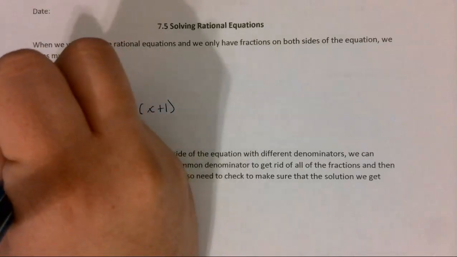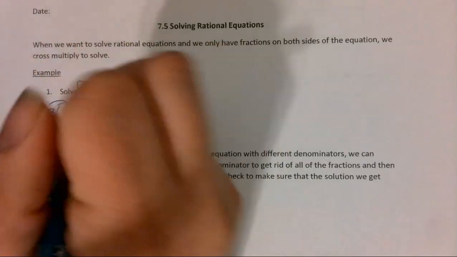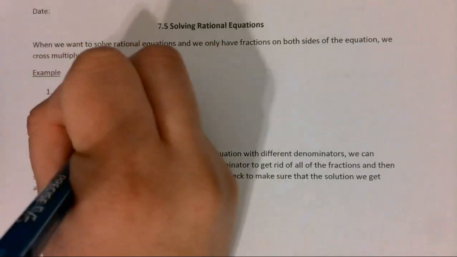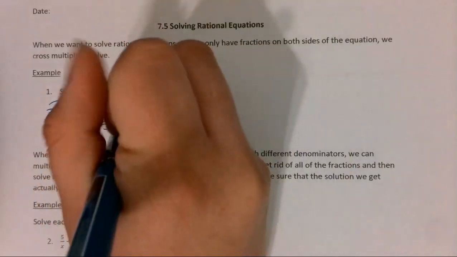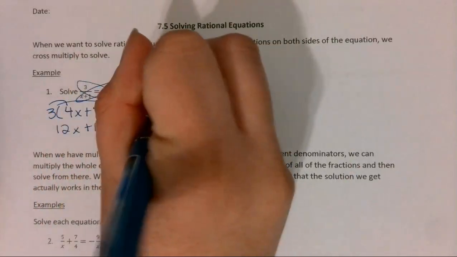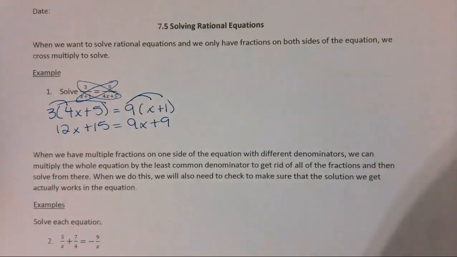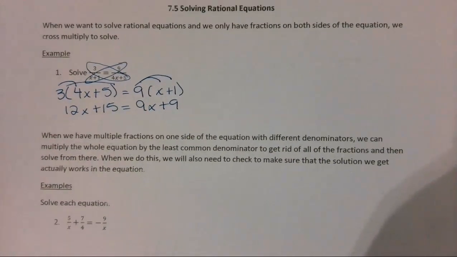Then I want to distribute from here. So 3 times 4x is 12x. 3 times 5 is 15. Over here I have 9 times x, which is 9x. 9 times 1, which is 9. Then this looks like a normal algebra problem.